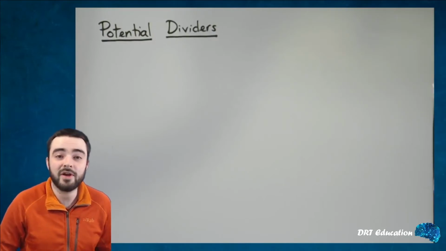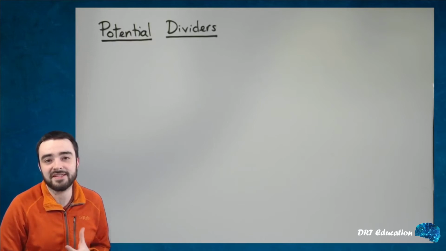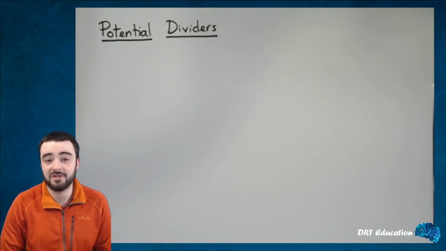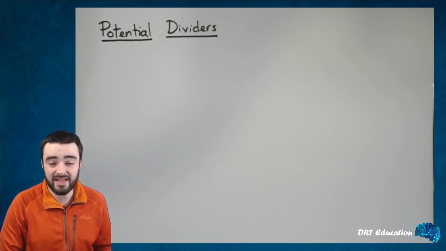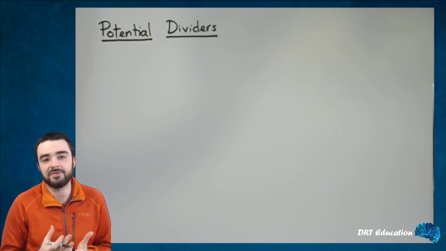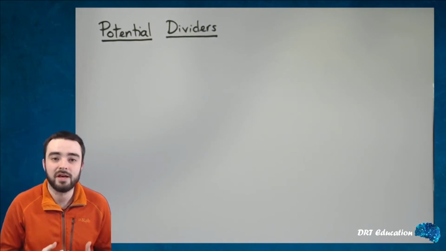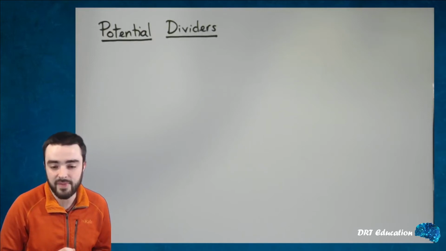Okay, so today we're going to be talking about potential dividers. Now, this is a topic that quite often students find difficult to understand, but actually it's really quite simple. What we need to do is remember some basic rules for how voltage and resistance operate in both series and in parallel.